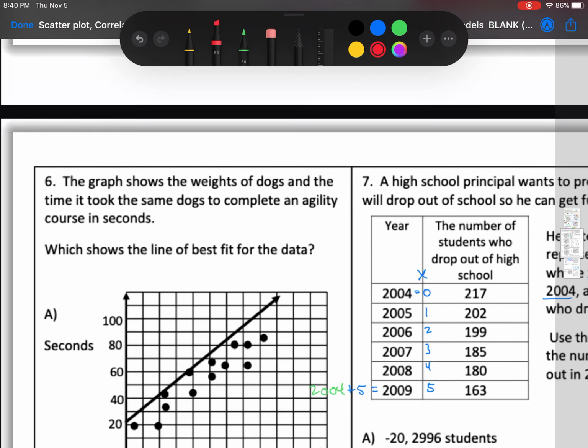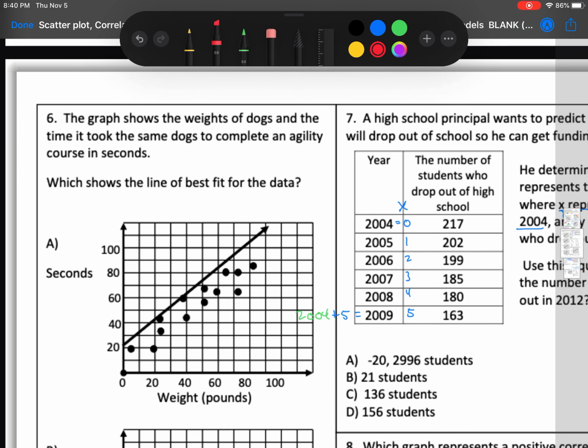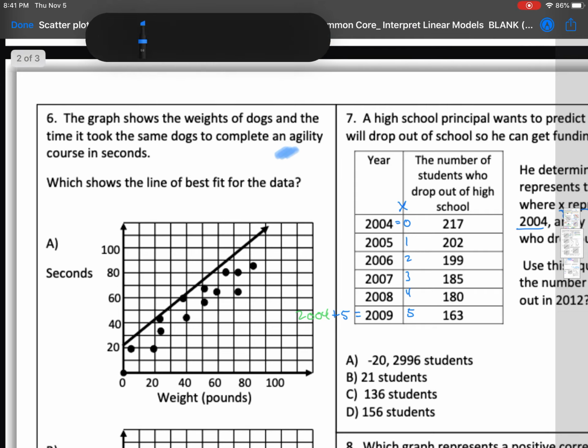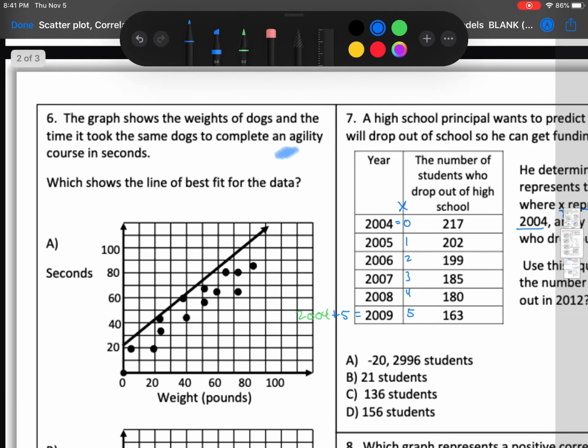Number 6. The graph shows the weights of dogs and the time it took the same dogs to complete an agility course in seconds. Okay. So which line shows the line of best fit? Okay, so I would expect, here's the hard part. If you guys don't know, little dogs, agility is the ability to move or maneuver, right? They're really quick. They kind of run through those little cones. And so the smaller dogs are actually better at that.